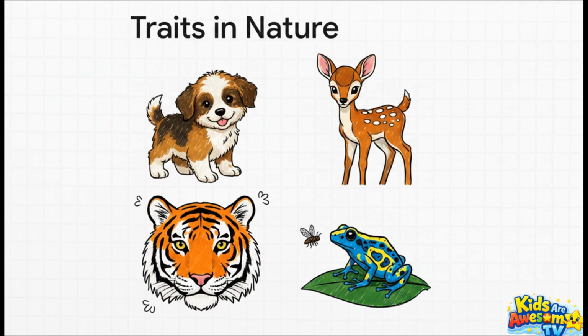But here is a wild twist. Poison dart frogs are super toxic, right? Well, they aren't born that way. Scientists actually believe they acquire their poison from the specific toxic insects they eat in their environment. So their environment actively influences their traits.